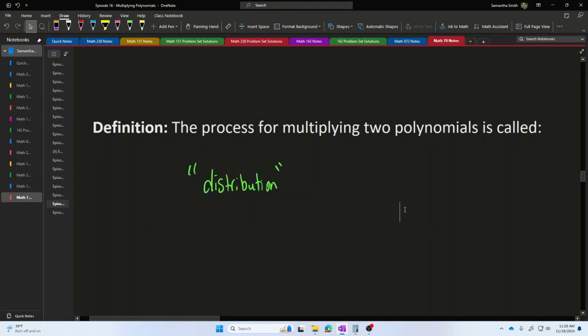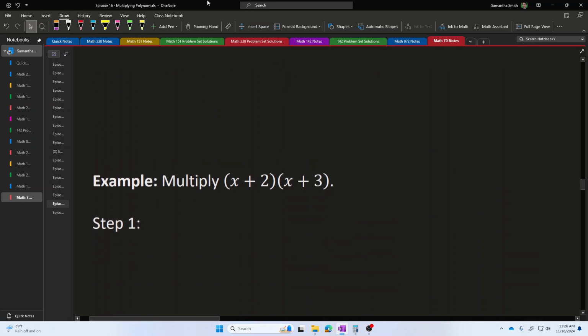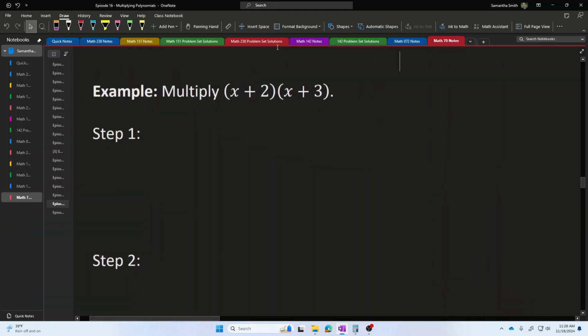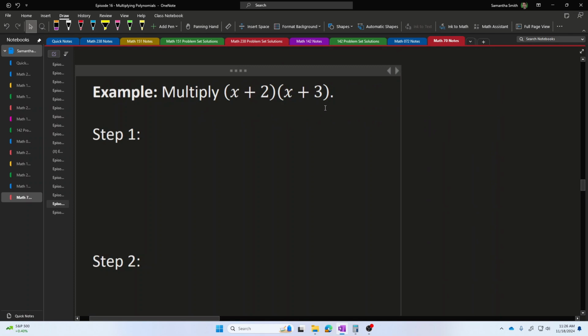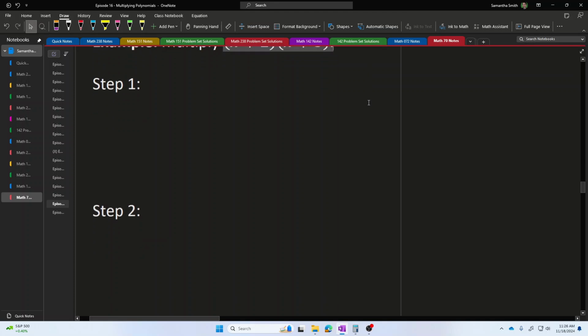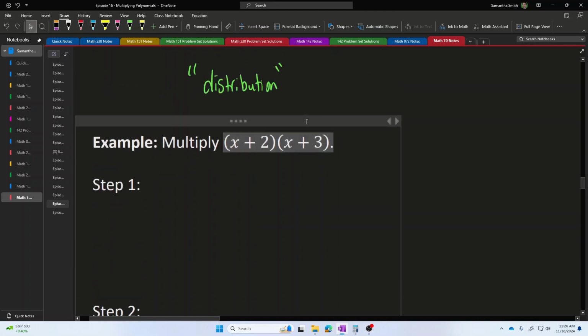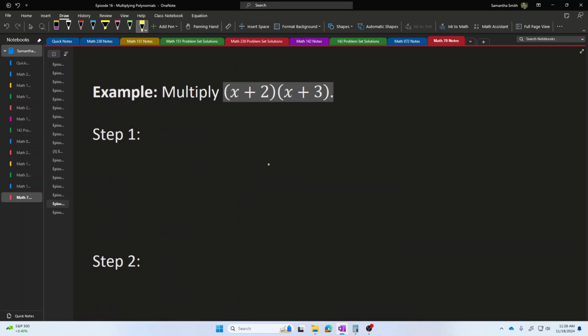And to give you an example of what this process looks like, suppose that someone asked me to multiply together the polynomial x plus 2 with the polynomial x plus 3. What process would I use? What would the process of distribution use to multiply this polynomial with this other one? Now, step number one is to multiply together every term in the first polynomial with every term in the second polynomial.